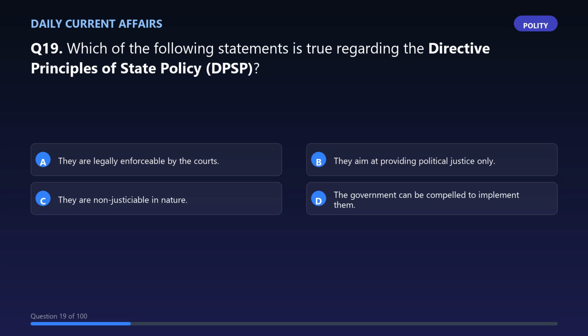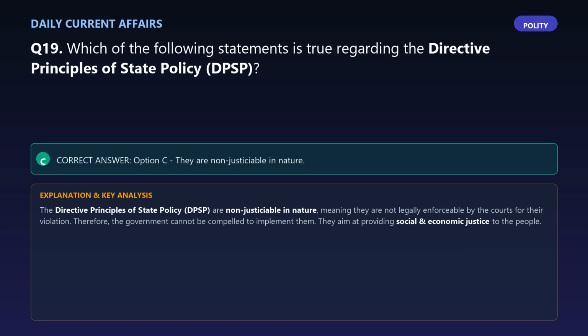Question 19. Which of the following statements is true regarding the Directive Principles of State Policy, DPSP? The correct answer is option C. They are non-justiciable in nature.